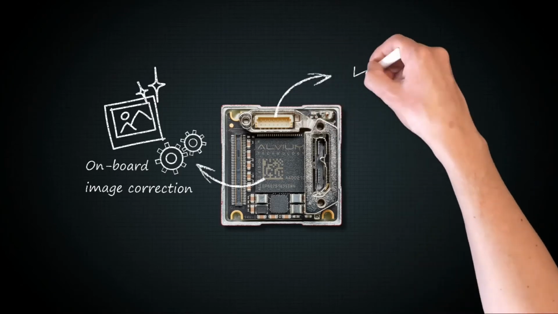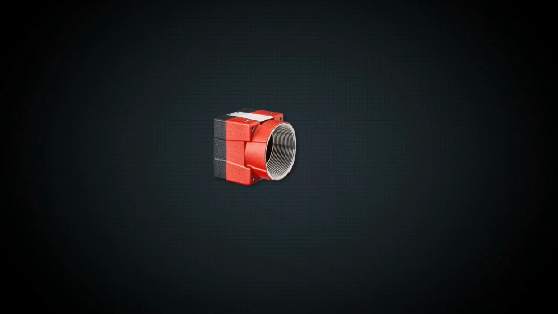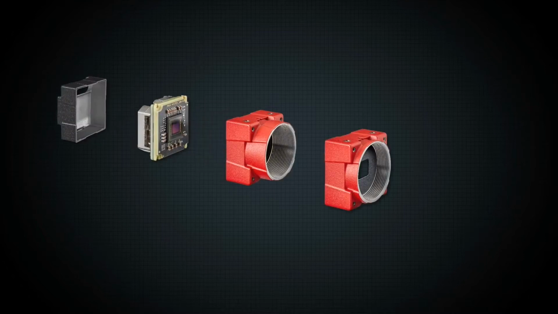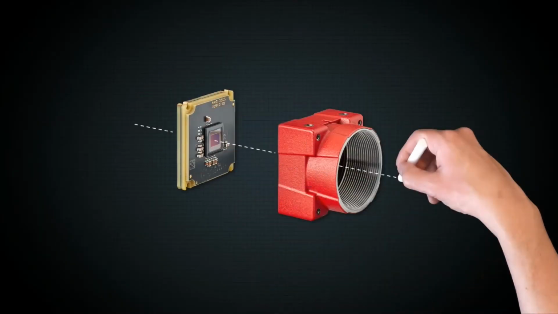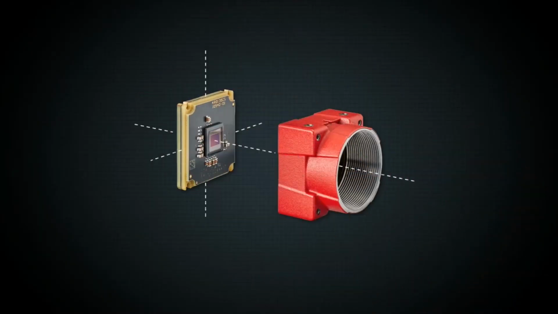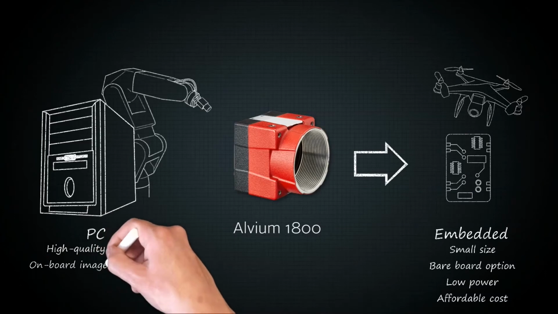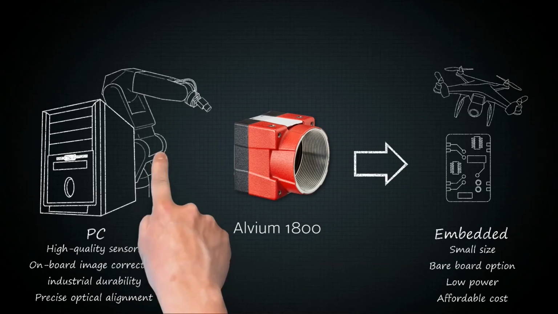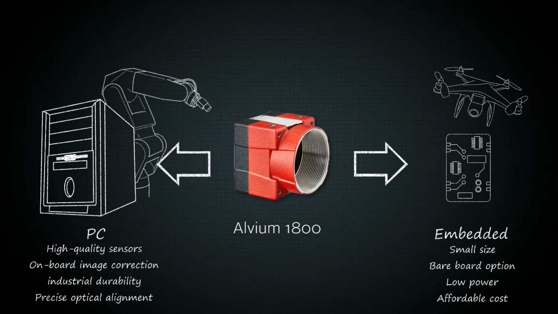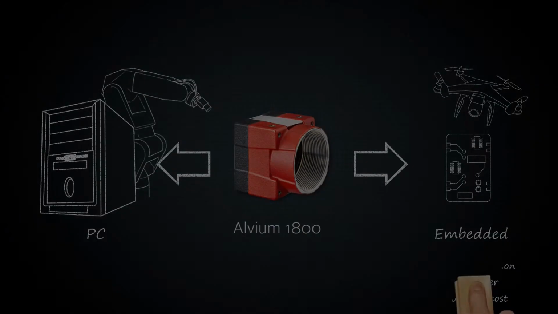ALVIUM 1800 USB cameras also include advanced triggering functions for high-precision image capture. Finally, the camera is available with robust industrial-grade housing with various lens mount options and a high-precision sensor alignment for crisp, distortion-free images. So with all these machine vision capabilities combined with an embedded optimized platform, the ALVIUM 1800 series is a true crossover between an embedded camera module and an industrial camera. It opens unprecedented possibilities to design advanced vision systems on an embedded platform.